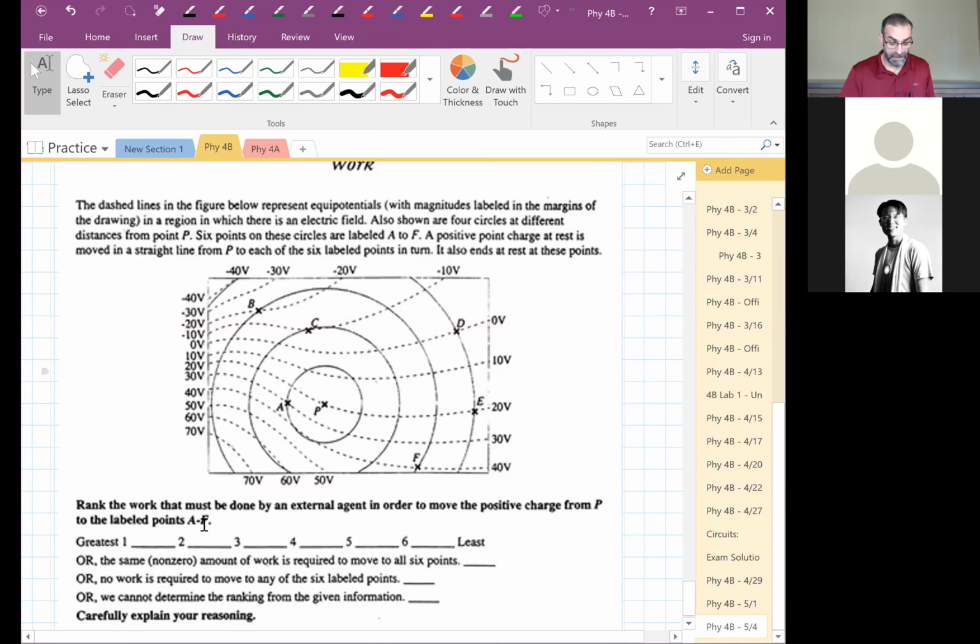And they want you to rank the work done. Well, we'll just find the work done for a couple of the cases. So let's move from point P to point A. From P to A, you're going to move a positive charge. And we want to know how would you find the work done by an external force in moving that positive charge from P to A if it starts and ends at the same speed? What does it say up here? It starts and ends at rest.